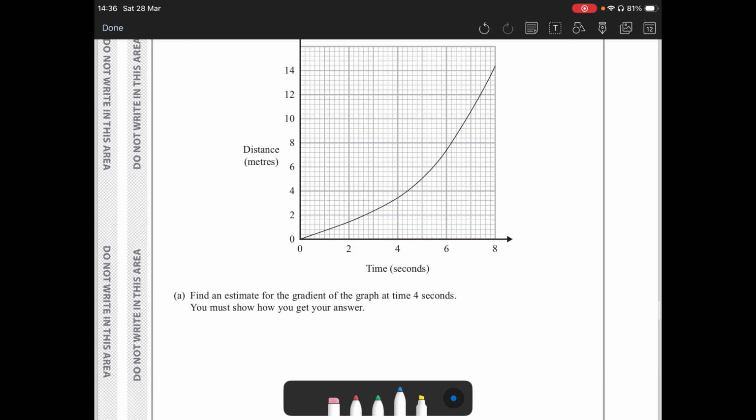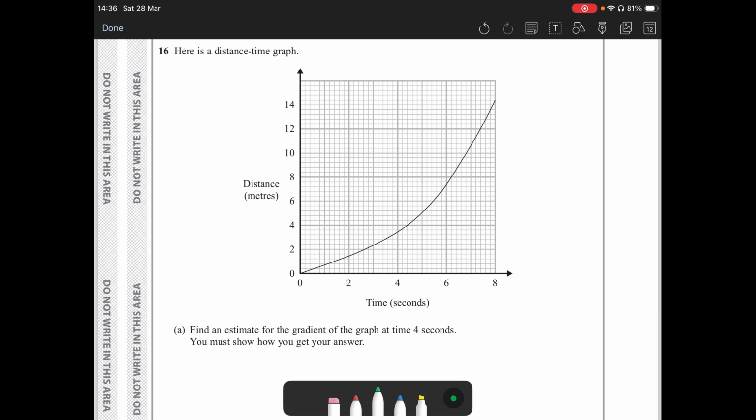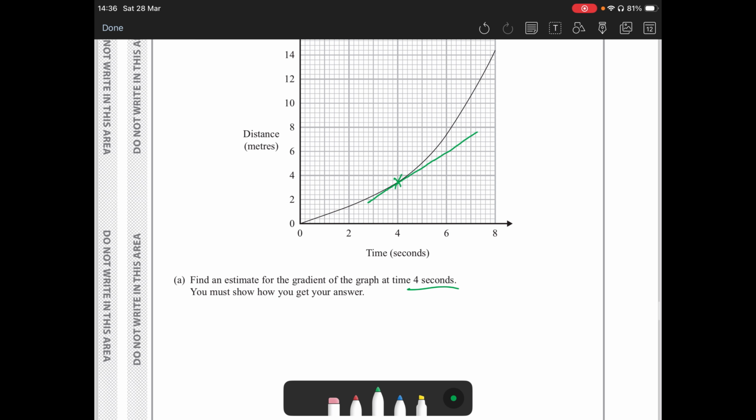Number 16, an estimate of the gradient at 4. So get your ruler out and draw a straight line as best as you can that touches that curve once, at t equals 4, right? Doesn't matter how big that green line is. I'm on an iPad. I know it's not perfect, but straight enough, I think, for you to understand what I'm trying to do.